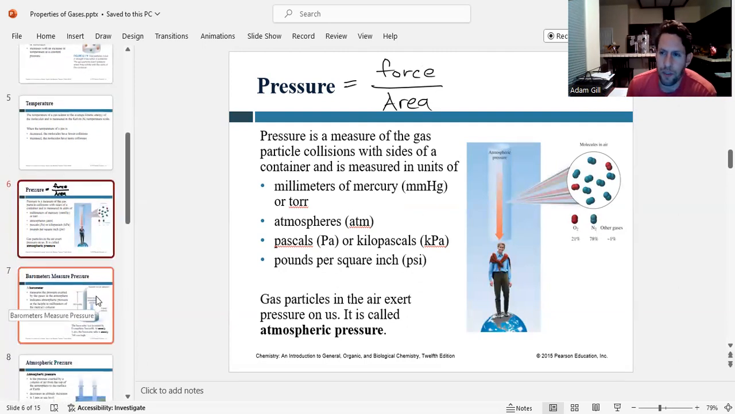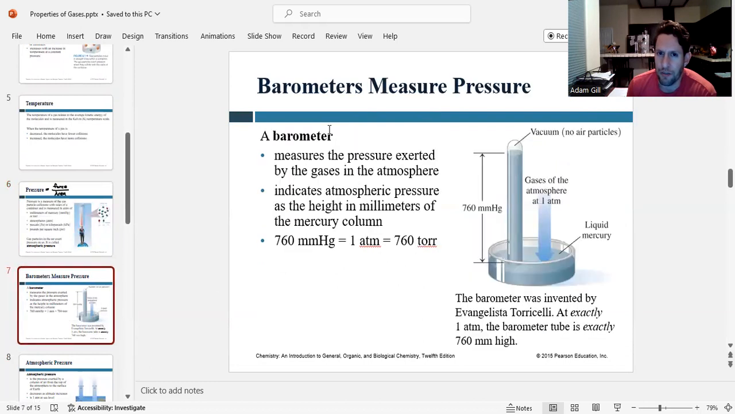Now, the original device to measure air pressure was called a barometer. The barometer was basically a glass tube that was sealed at the top, filled with mercury, and then flipped upside down in a dish of mercury. Gravity makes the mercury in the tube want to fall out, and because it's sealed, it creates a vacuum. There's no air particles in there.